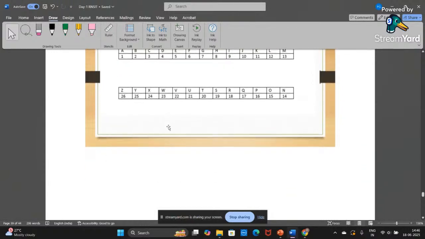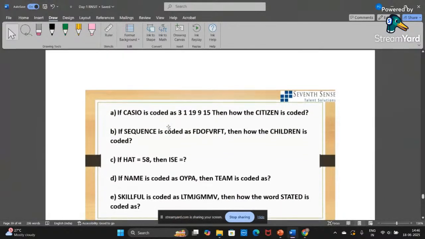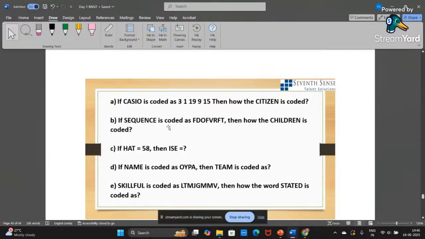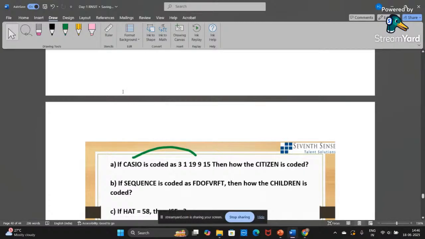We'll start with this topic. Here the word cashew is coded as 3119915. Then how is the word citizen coded? First, in coding and decoding, we have to decode the coded one. Then the same logic needs to be applied for the given word. First, we have to decode the logic between this word and this code. So for 3, they assigned the value of C.